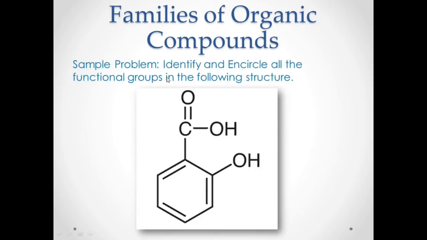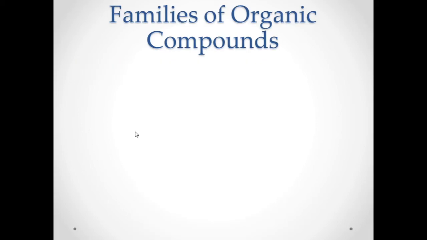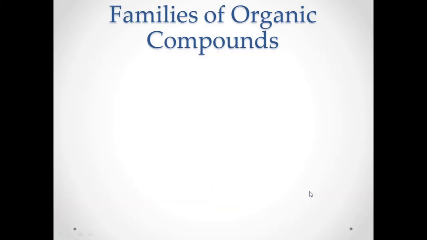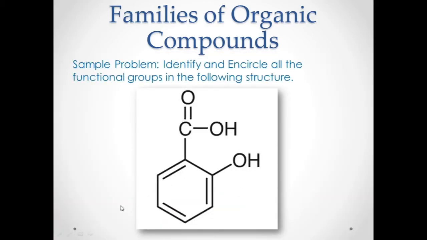Okay, I have here an example problem. For example, identify and encircle all the functional groups in the following structure. From what we have done earlier, we have functional groups here, and what is the family? So encircle the functional group, then the family it belongs to. By the way, you can pause this video first if you want to answer it. I give you time to answer also.